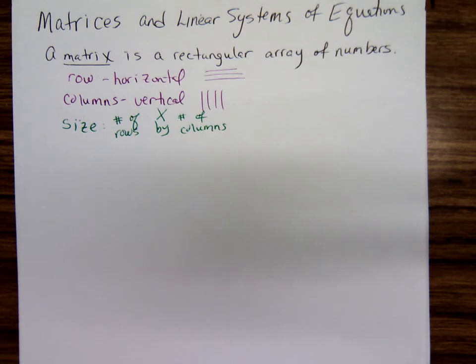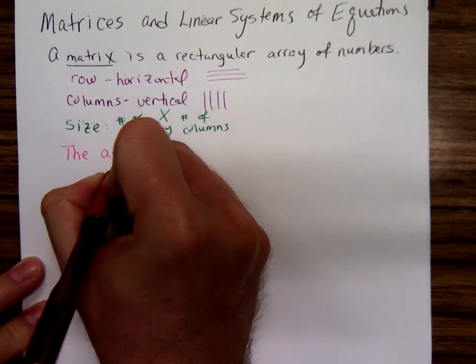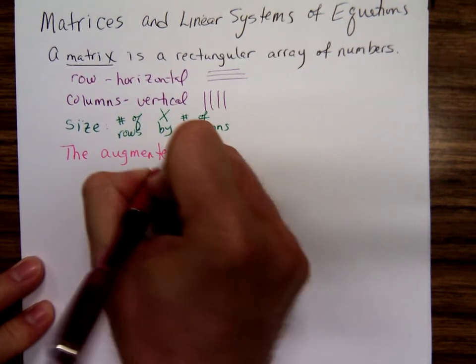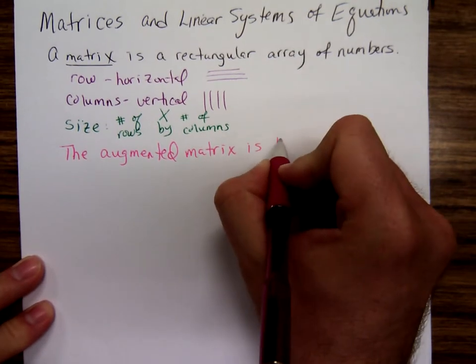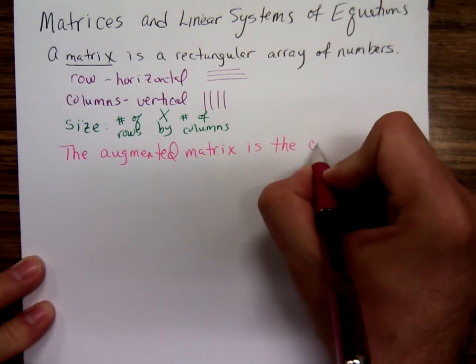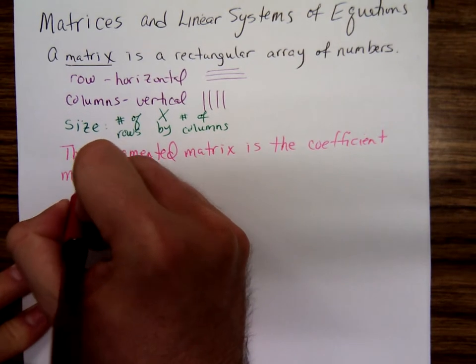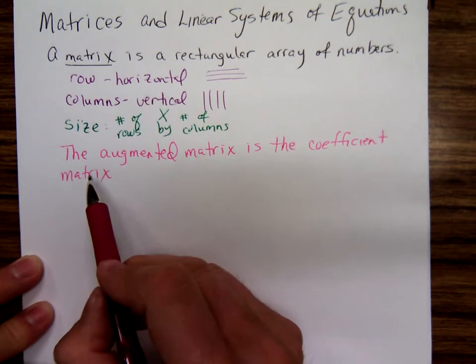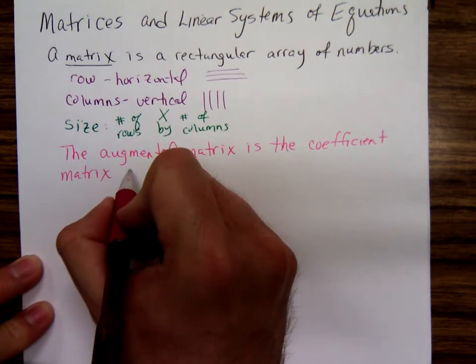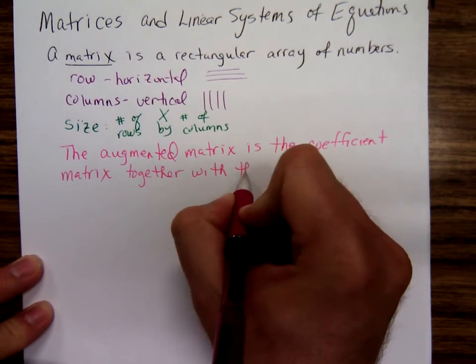When you have a system of equations, we can talk about the augmented matrix. And the augmented matrix for a system of equations is the coefficient matrix. Now, coefficients, those are the numbers that are being multiplied by the variables, or the variables are being multiplied by. The augmented matrix is the coefficient matrix together with the column of constants.